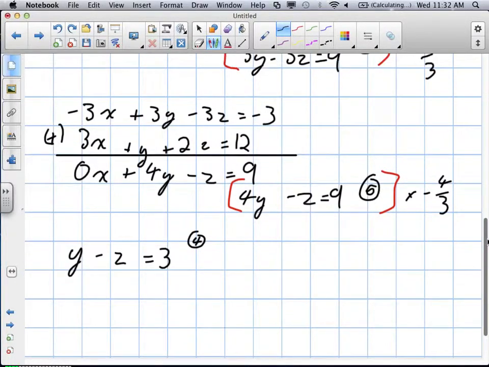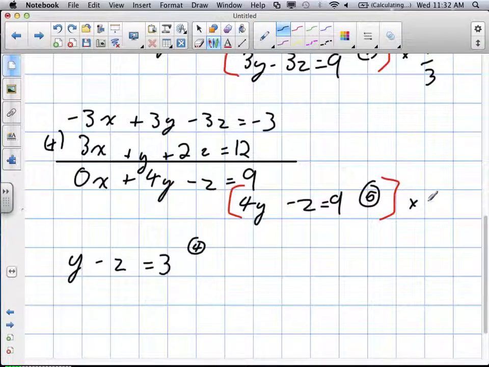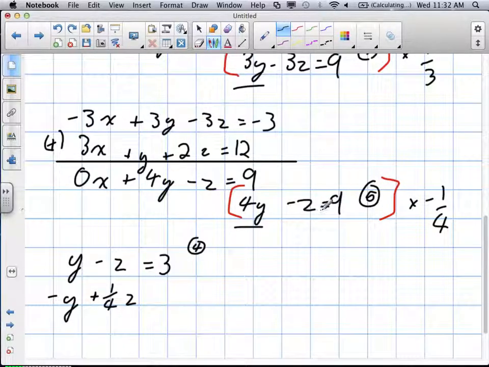Why would they do that? Sorry, they don't multiply that one by 4 over 3. What they can do is multiply this one by negative a quarter. The reason I would do that is so I can eliminate the two y's. So when I multiply this by negative a quarter, that's going to give me negative y. It is going to give me a fraction for z, but we can get rid of that as we go along. Our fraction for z is going to be plus 1/4 z is equal to negative 9 over 4.